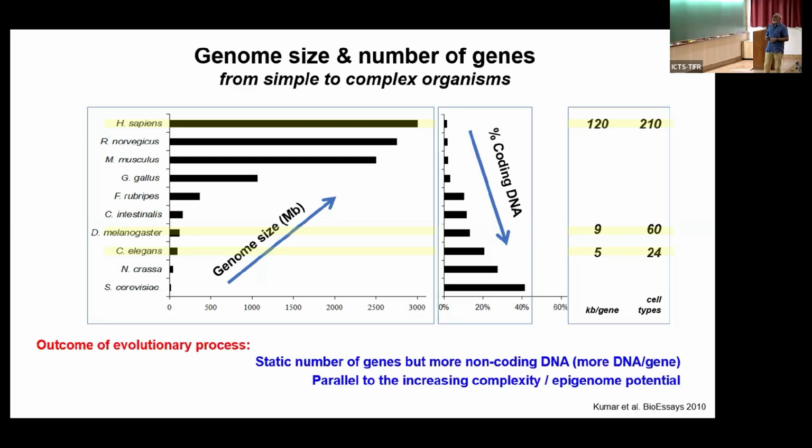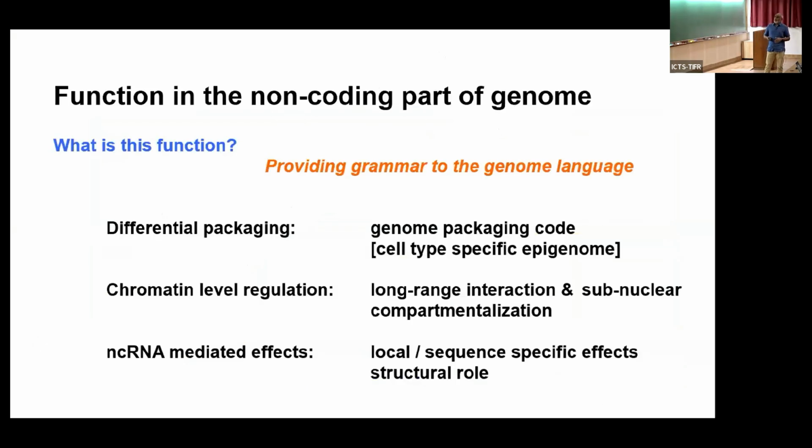So what you are seeing is that the outcome of the evolutionary process is that the number of genes is more or less static, around 20,000 plus or minus something. But the so-called non-coding part of the genome is consistently increasing along with the increasing complexity or epigenome potential of the genome. So what could be the function of the part of the genome which is not coding for protein? In a way it is providing grammar to use protein coding regions in many different ways, so you can make more complex organisms.